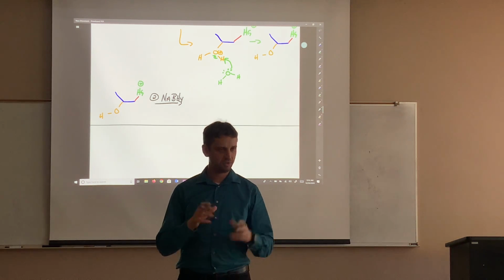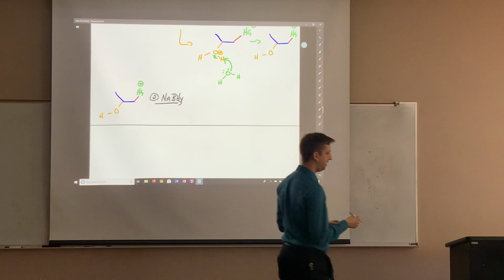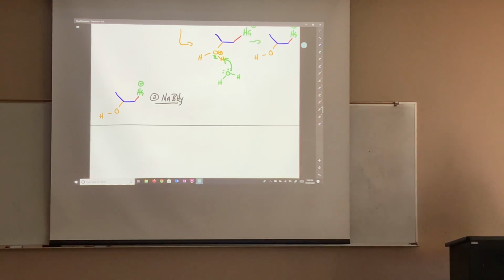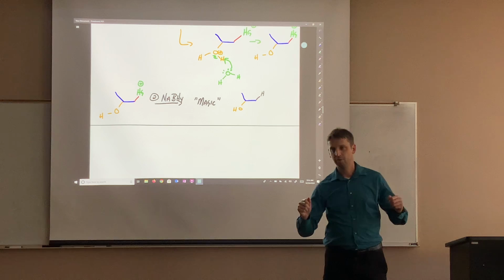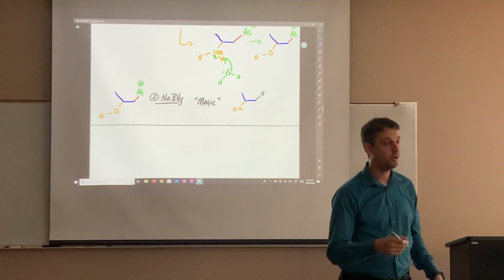Okay, you guys ready for this mechanism here? I'll show you guys what it is. It's going to be your guys' favorite mechanism, I promise. It's magic. Okay? Magic happens, and we end up with this. So what do I mean by magic? We don't know.